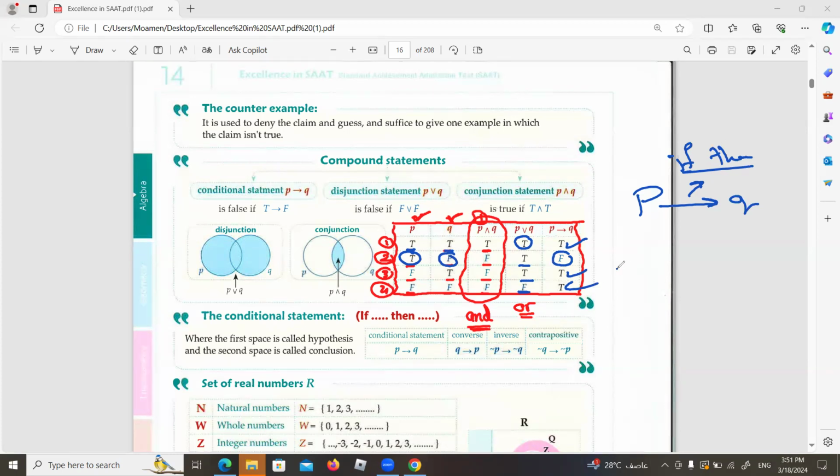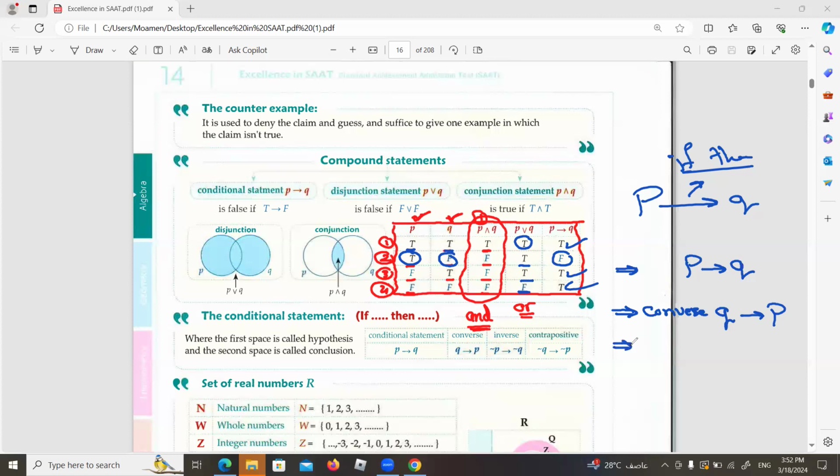We're going to the last three concepts. We have here the conditional statement, which you said is P to Q. And what about the converse? The converse relation means flip. It means you put the hypothesis in the place of the conclusion and the conclusion in the place of the hypothesis. So you have here Q turns to P. This is called the converse.